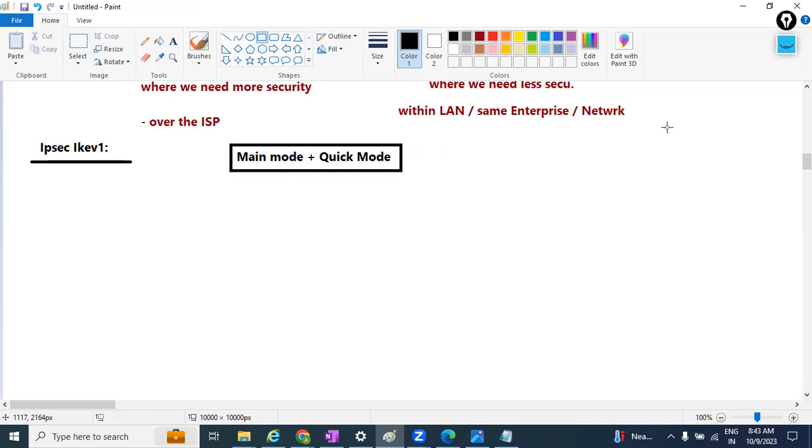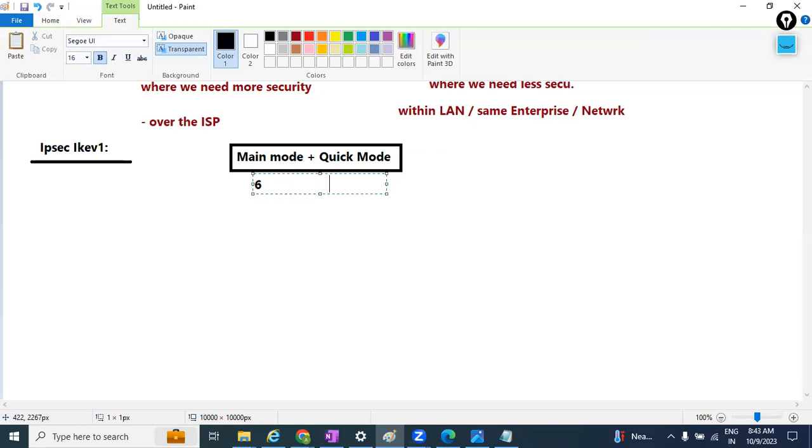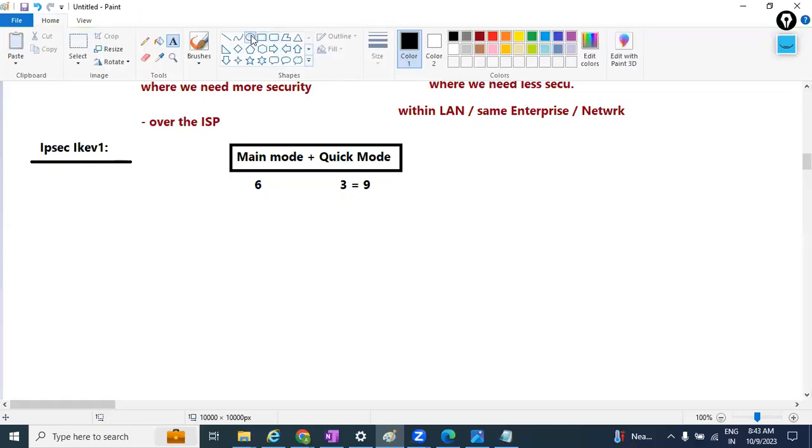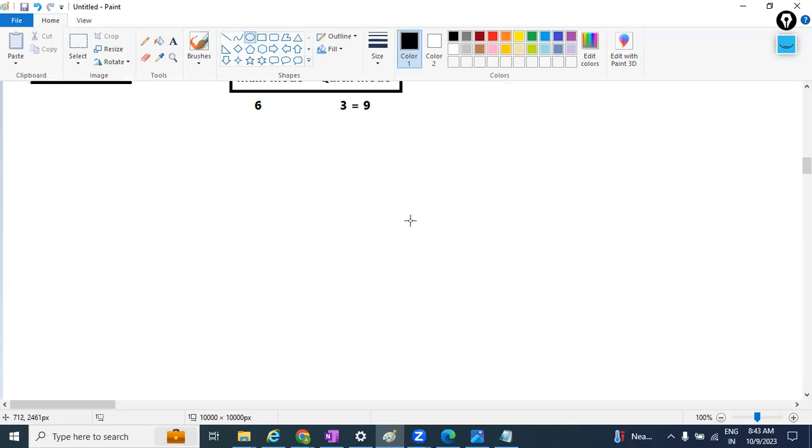Clear or not? Now, let's start with the main mode first. As you know, in main mode, how many messages would there be? 6. And in quick mode, 3. So in total, how many messages? 9. Let's consider these are the two sites which are connected over the internet here.